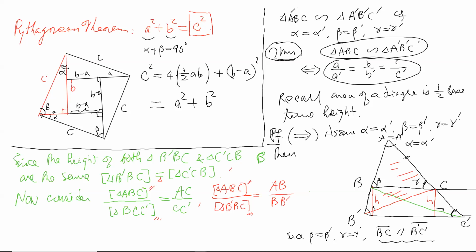Let me call this a star. So by star, we know that AC over CC prime equals AB over BB prime. Do you agree? Yes? Okay, that's great. It's already giving us this. So this is the same as saying AC over AB equals CC prime over BB prime. Do you agree? So we already knew that this length over this length equals this length over, sorry, that's not what I mean.